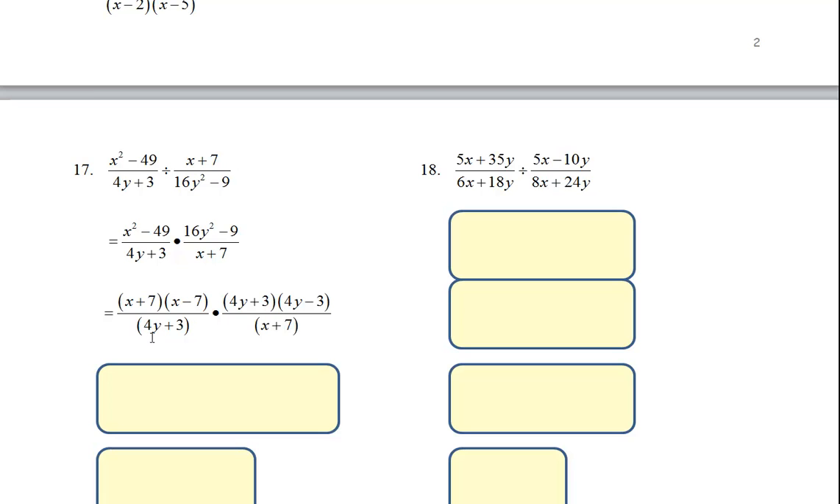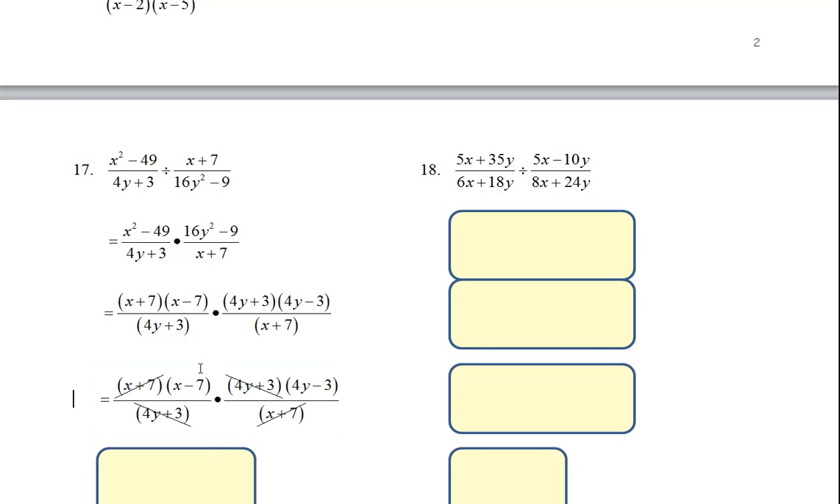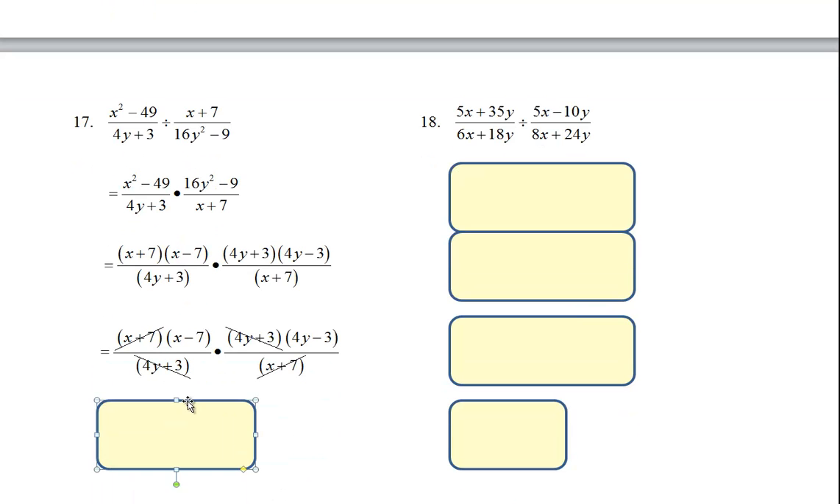X plus 7's go, 4y plus 3's go, so it looks like I should have an x minus 7 and a 4y minus 3, but I do like canceling. And there it is. Do not FOIL it. You don't have to. You go try this problem. Pause me. I'm going to keep on going.